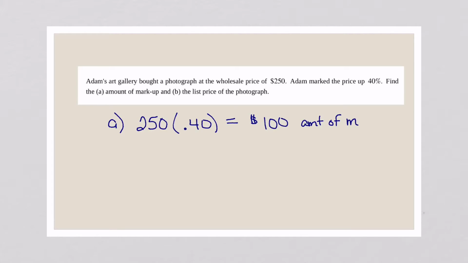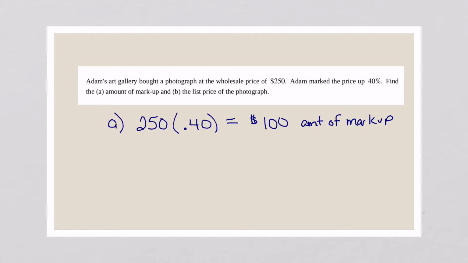Adam marked the price up 40%. Find the A, amount of markup, and B, the list price of the photograph. So in part A, you take the wholesale price times your markup percentage. He's marking it up 40%. And on my calculator, I'm typing in 250 times 0.4. You could put the 0 after that or not. It doesn't really matter. It doesn't change the number at all. So he is marking up this picture $100. That is the amount of markup.